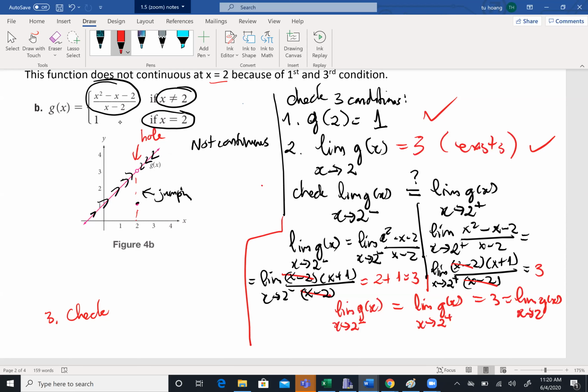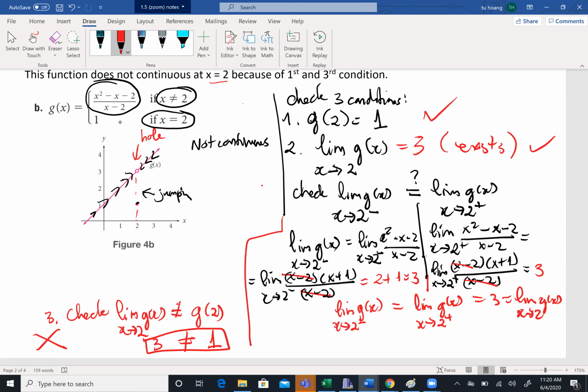I'm going to check if the limit of g(x) when x goes to 2 is equal to g of 2. You see that g of 2 is 1, but the limit is equal to 3, so they are not equal to each other. So you can say not satisfied, or I'm just going to put a cross here, not satisfied.